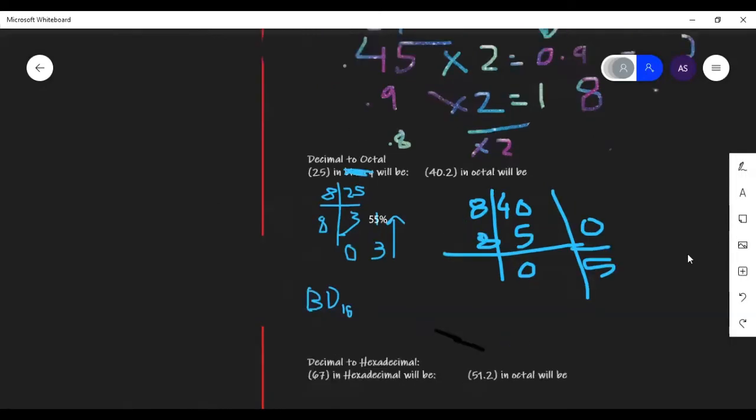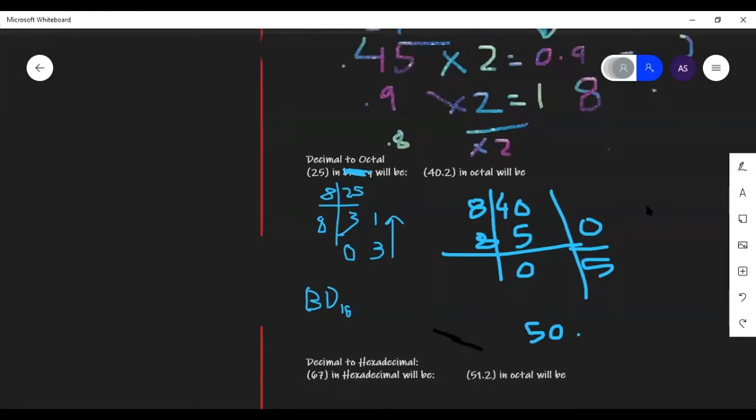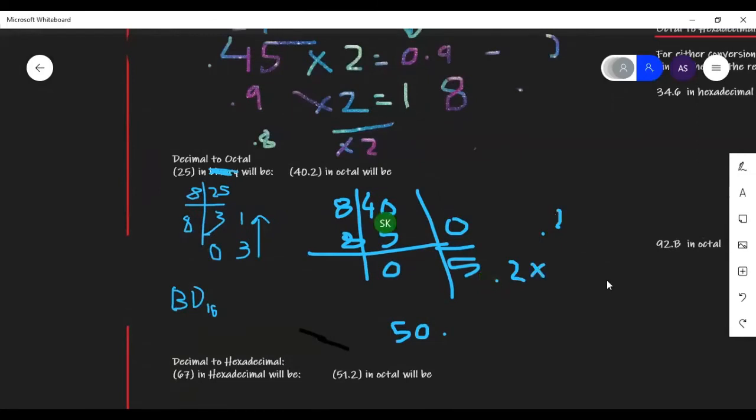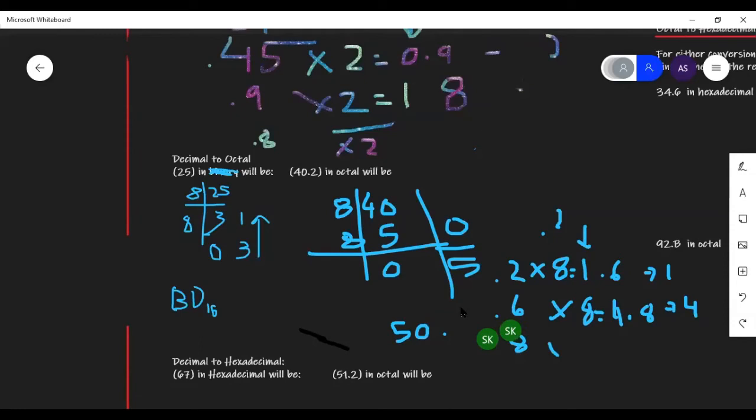Now let's look at the part after the decimal, right? We have 0.2. So we're going to multiply 0.2 by 8 until we reach a 0. So 0.2 times 8 is equal to 1.6. So we're going to note this value here. So we get 1. Then we have 0.6 times 8 is equal to 4.8. We note 4. After that, we take 0.8 times 8 equal to 6.4. And we take 6. Then we have 0.4 times 8 equal to 3.2, and we get 3 here.